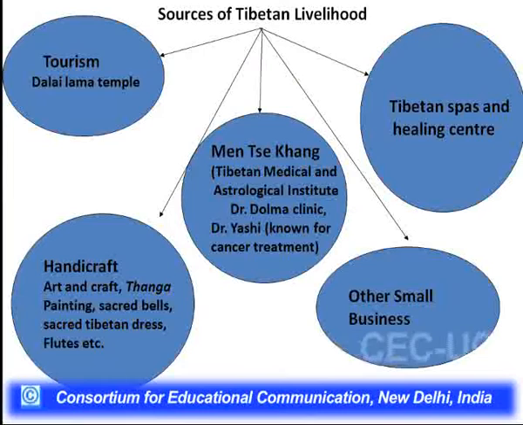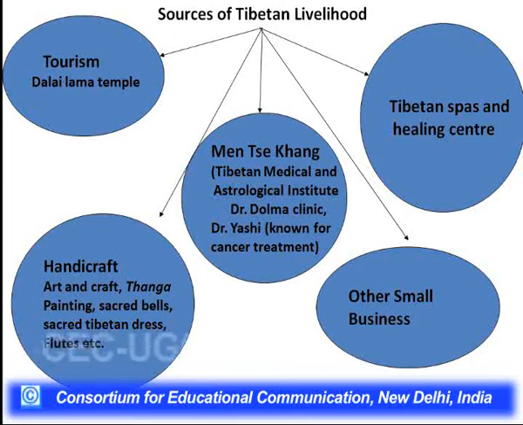It is very important and pertinent to also mention sources of Tibetan livelihood. They have tourism, particularly the Dalai Lama temple, handicrafts, iron craft, thangka painting. These are very famous. Tibetan medicine and the astrological institute are there. Dr. Dolma Clinic, Dr. Yeshi, known for cancer treatment. Other small businesses are also there. Tibetan healing centers are there.